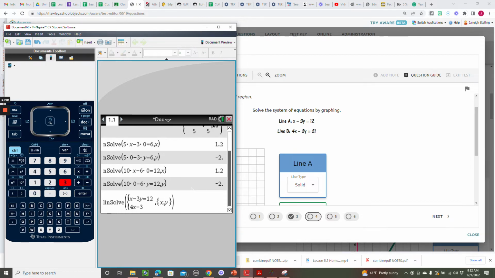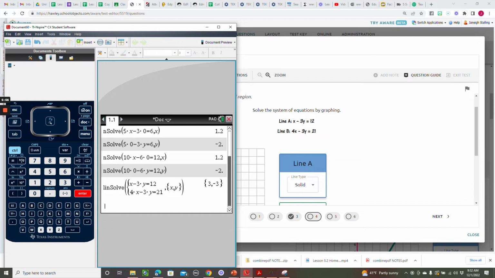4x minus 3y equals 21. So we know we're going to have a point at 3, negative 3. We know these are going to cross in one spot, so we've got our 1 point. You've got 2 options here. You can do it this way and find your x and y intercepts, or you can find your slope. I would find the slope. The slope is easier to do.